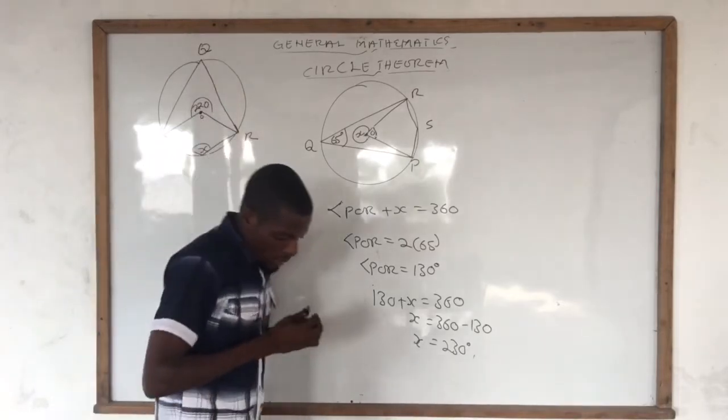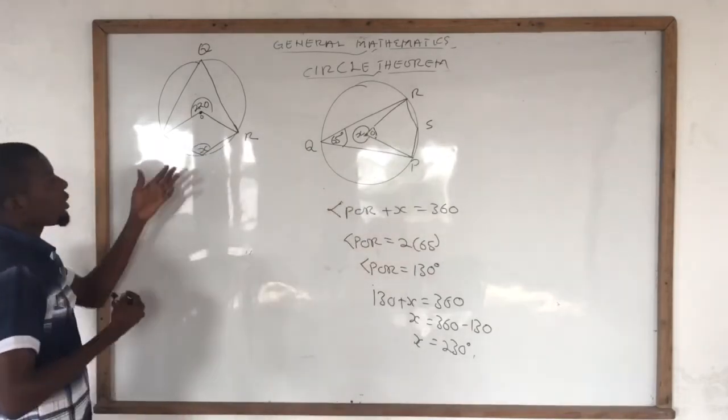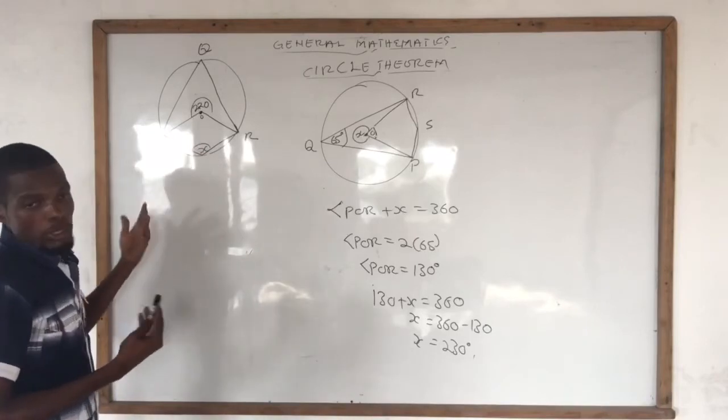It says O is the center of PQRS. Find the value of X. So how do you think we can find X? What's the possible solution?